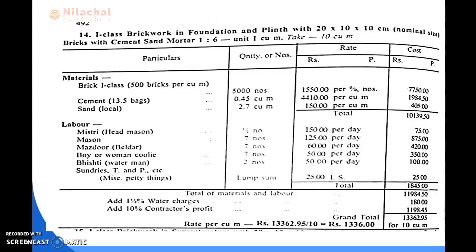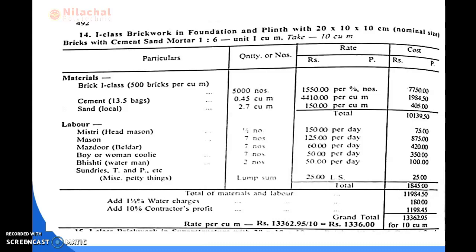So here the mistri cost is 150 rupees, we consider. So half into 150 is equal to 75. The cost is 75, and the mason rate per day is considered 125. So 7 numbers of mason is 7 into 125, equal to 875, and mazdoor is 60 per day. So 60 into 7 numbers of mazdoor, the total value is 420.